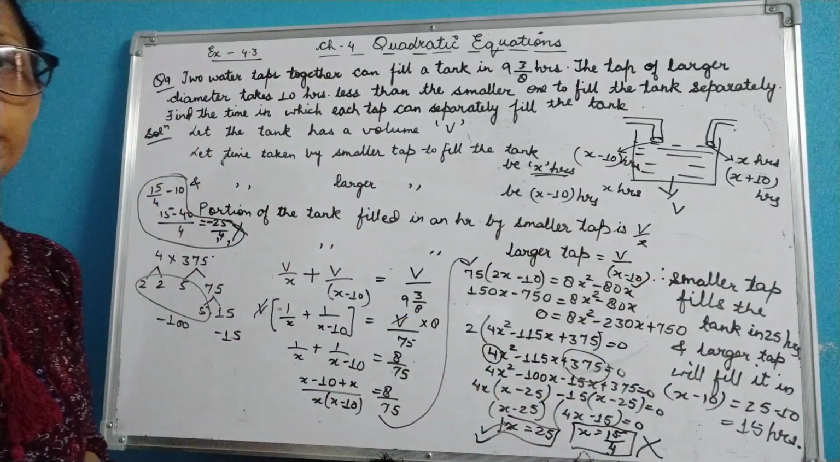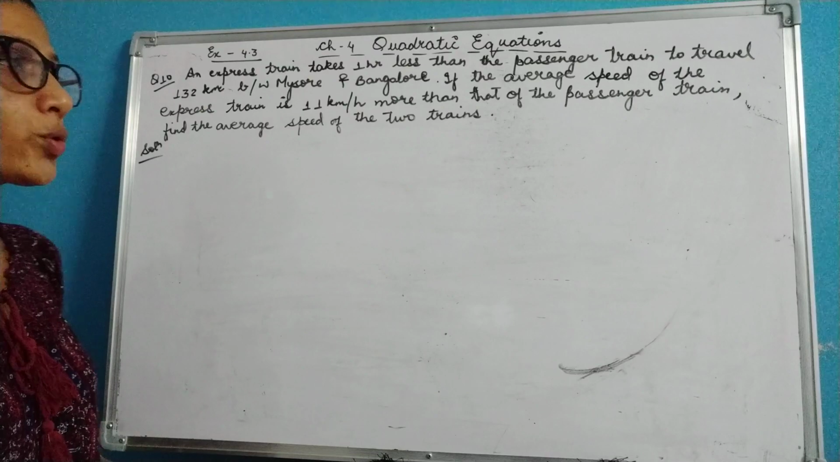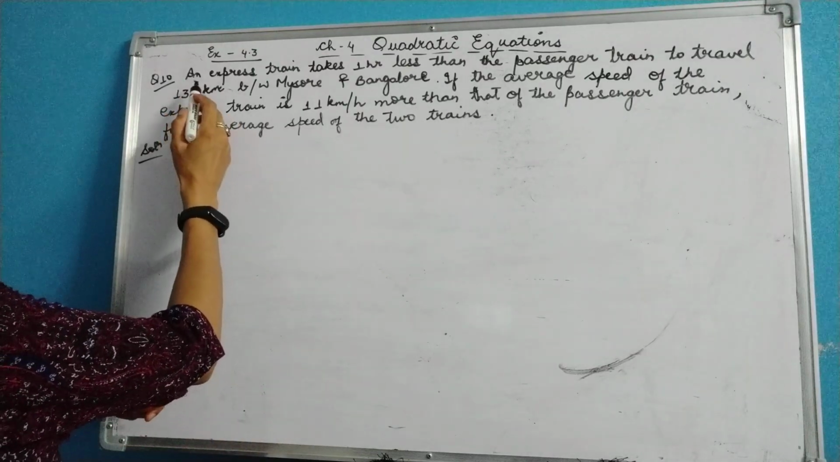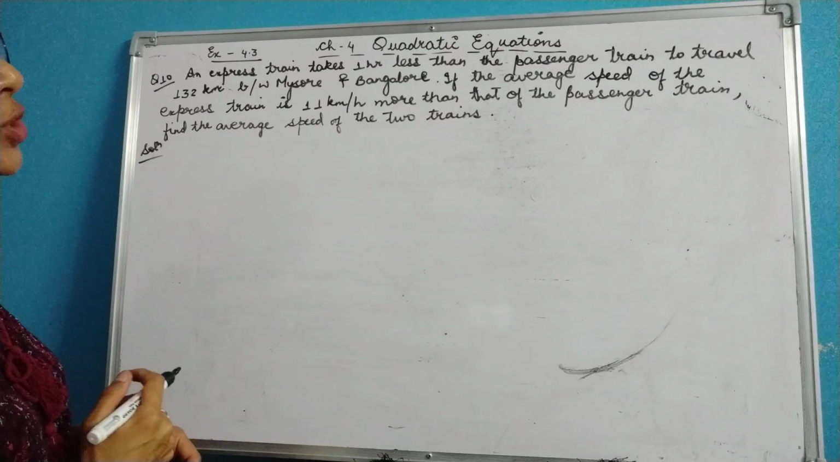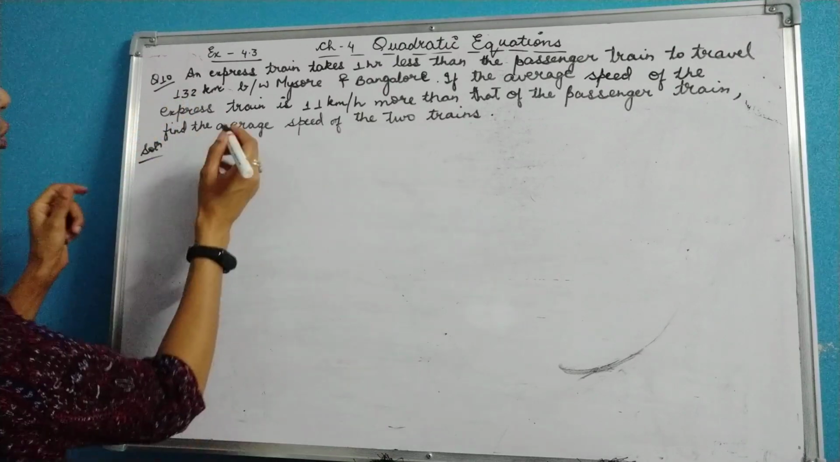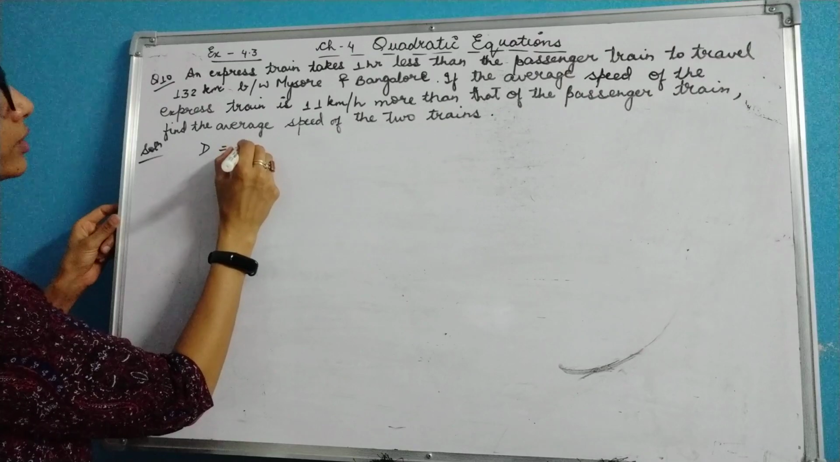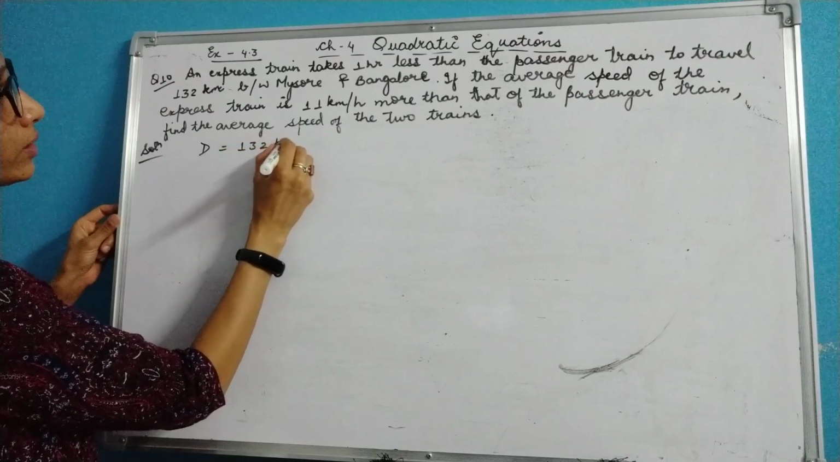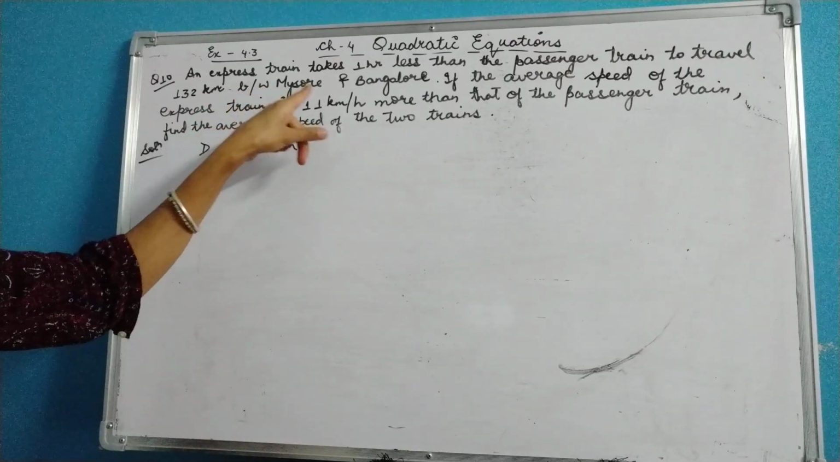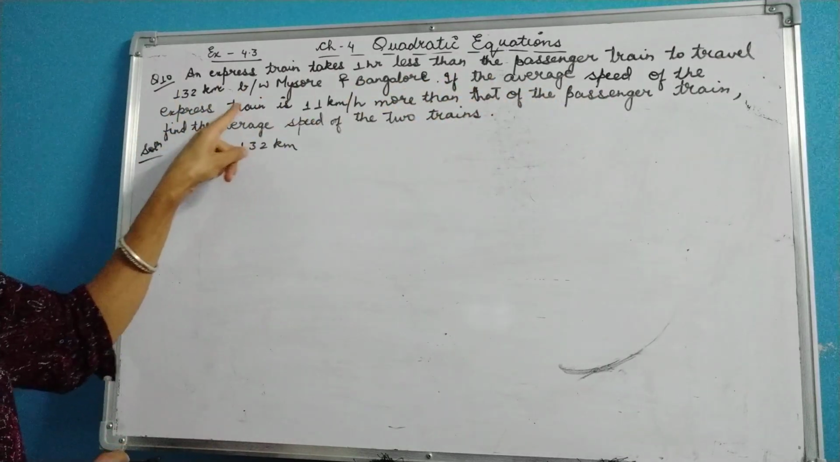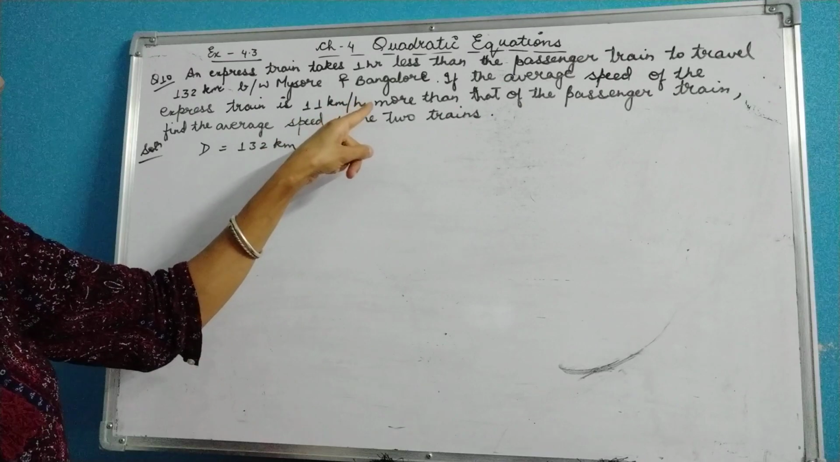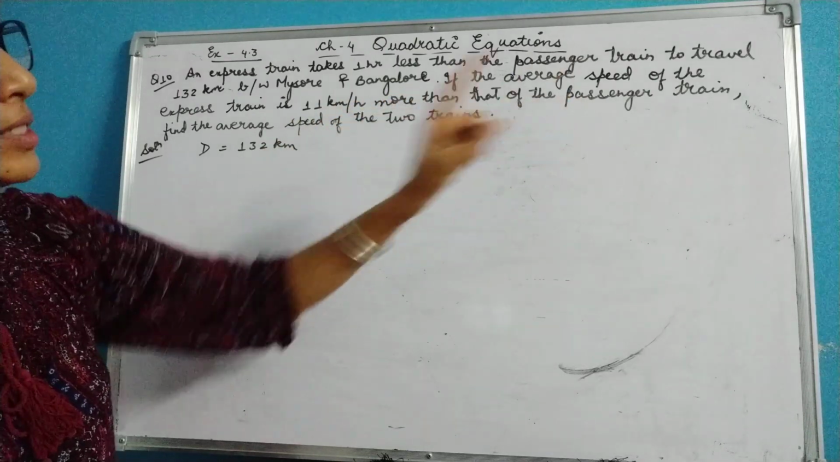Make a note. Let's understand this question, children. Here it is given, an express train takes 1 hour less than the passenger train to travel 132 kilometers. That means distance is given to us as 132 kilometers between Mysore and Bangalore. If the average speed of the express train is 11 km per hour more than the passenger train.